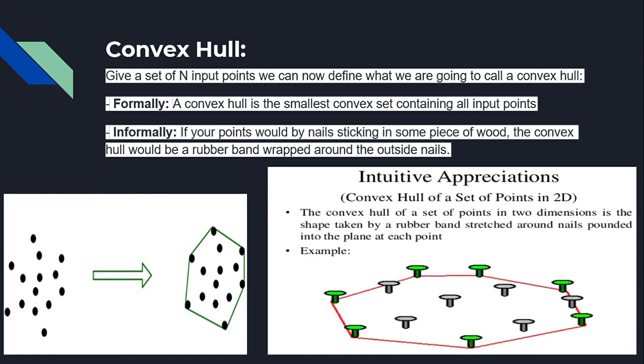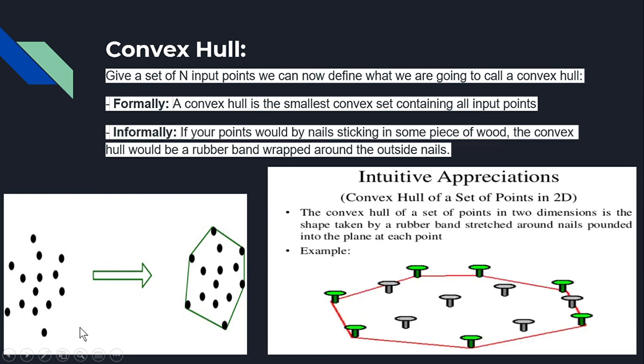As we have figured out what is convex and concave in the previous slide, now let's move on to explore what a convex hull actually is. Here, given a set of n input points, we can now define what we are going to call a convex hull. Formally, a convex hull is the smallest convex set containing all input points, and informally, if your points were nails sticking in some piece of wood, the convex hull would be a rubber band wrapped around the outside nails.